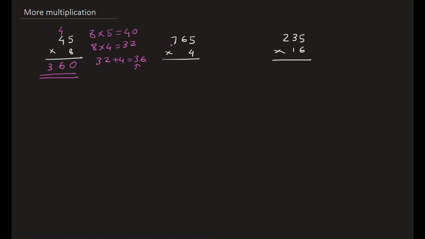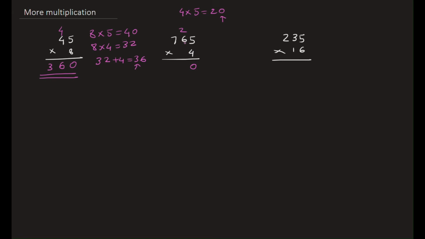The next is 765 times 4. So again 4 has to be multiplied with each digit in 765. The first digit is 5. So 4 times 5 equals 20. And only one digit can come in the ones place of the product. So it is 0, and this 2 is carried over.